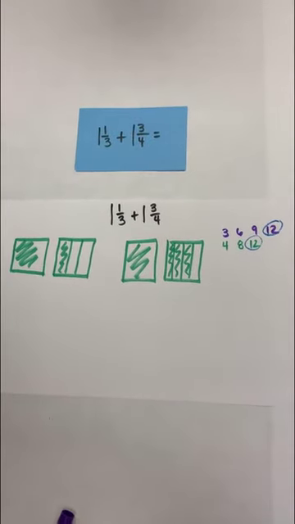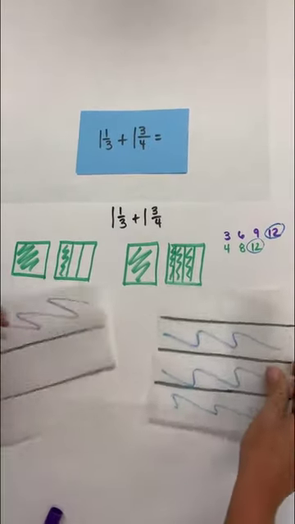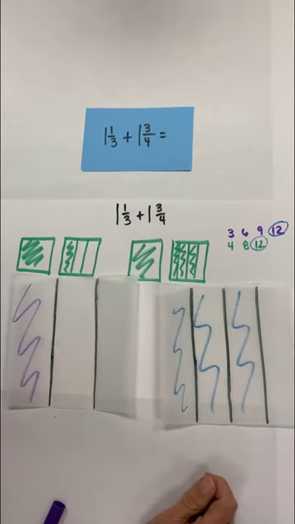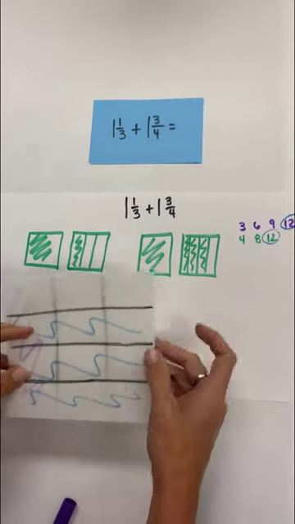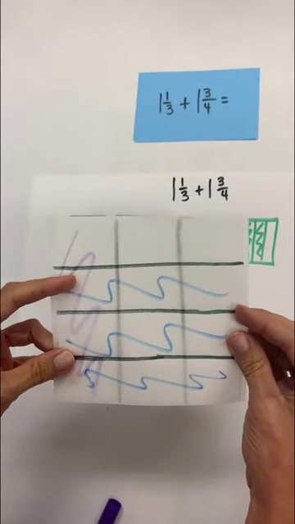So if you think back to the video before where we used the parchment paper and we were adding 1/3 and 3/4, and we combined these to help us determine that a common denominator would be 12.